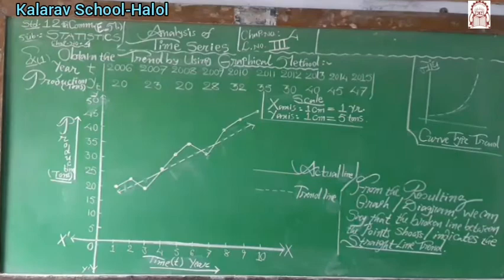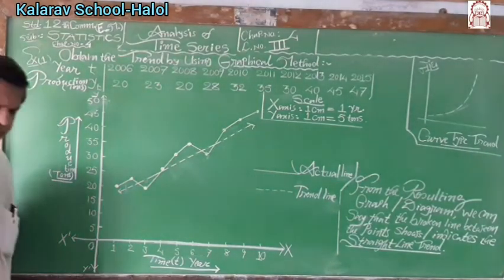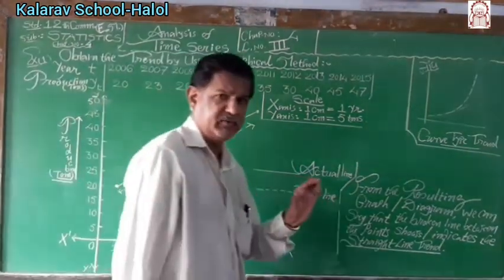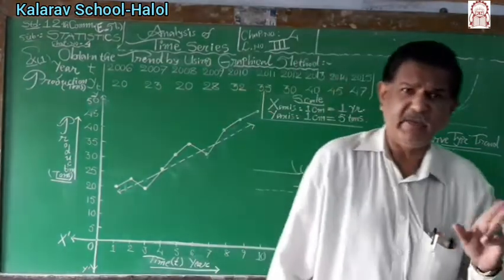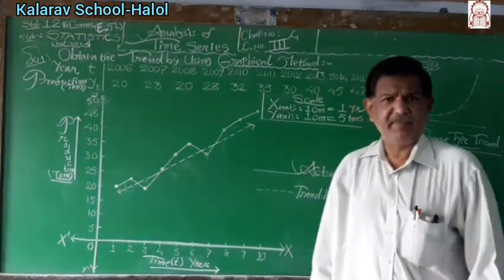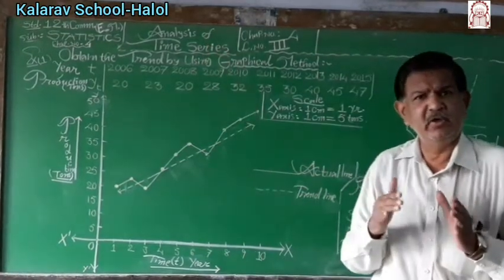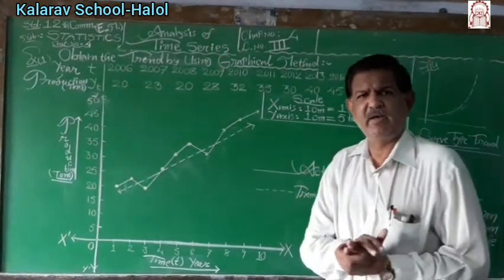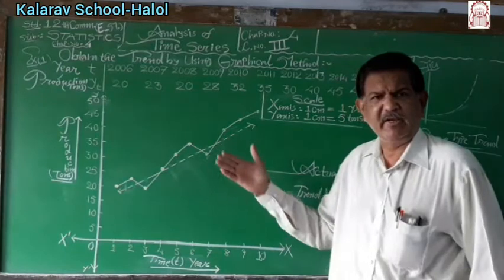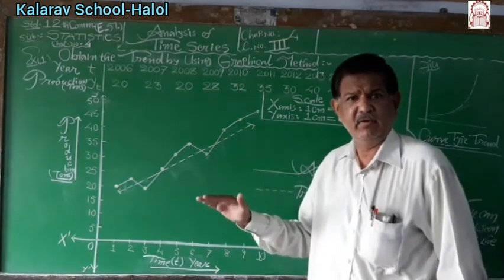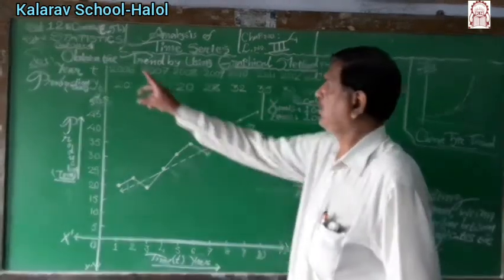Analysis of time series, chapter number 4, statistics part 1. There are two parts of statistics, part 1 and part 2. Chapter number 4 of this part 1, analysis of time series. The numerical example, practical example, first type, graphical method. Estimate the trend by using graphical method.